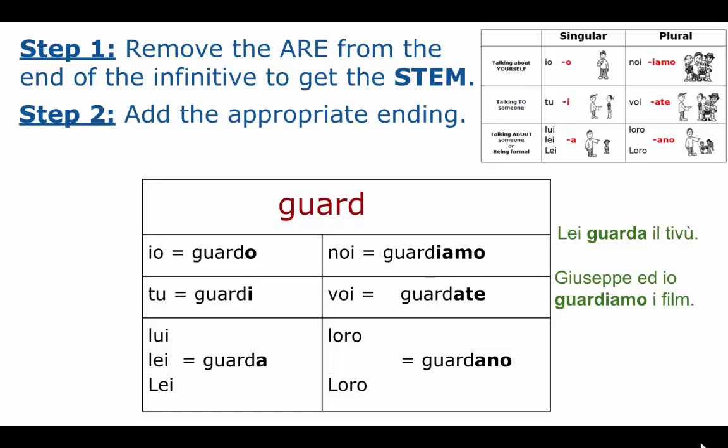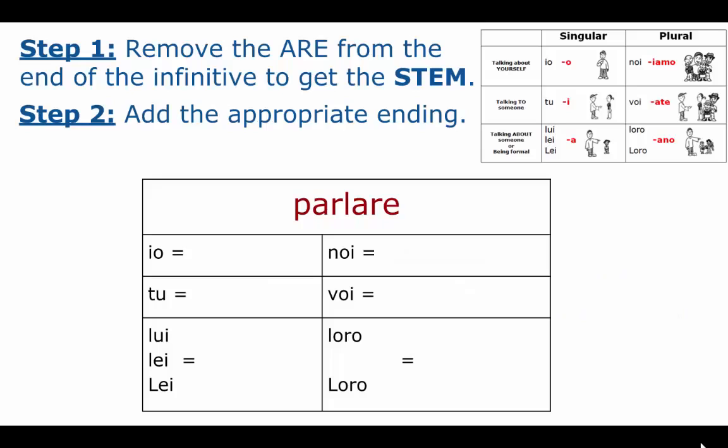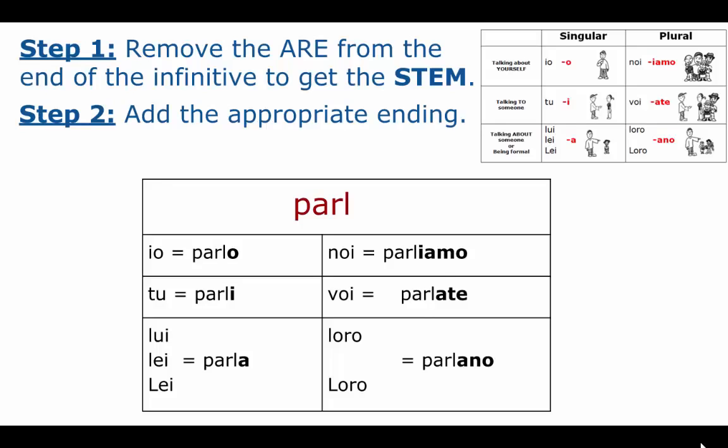So let's take a look at another example. Let's look at the verb parlare. Again, to conjugate the verb parlare, take off our ending to get our stem, parl. Our stem can go in our boxes, and then we add our endings. O, i, a, iamo, ate, ano. So the conjugation of the verb parlare: parlo, parli, parla, parliamo, parlate, parlano. So if you want to ask somebody, hey, do you speak English? You would need the tu form of the verb parlare, which is talking to somebody. So, tu parli inglese?